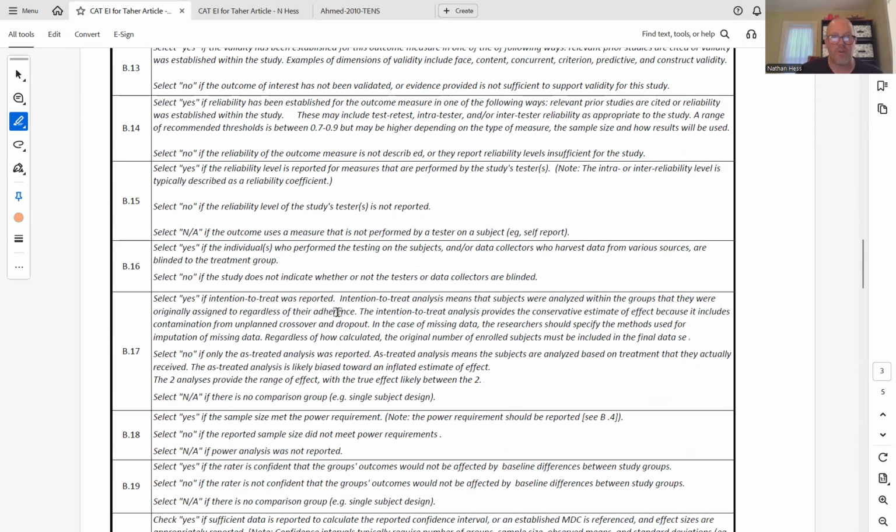If intention to treat was reported, intention to treat analysis means the subjects were analyzed within the groups they were originally assigned to, regardless of their adherence, whether they kept up with the protocol. The intention to treat analysis provides a conservative estimate of the effects because it includes contamination from unplanned crossover and dropout. In case of missing data, the researchers should specify the method used for imputation of missing data. Regardless, the original number of enrolled subjects must be included in the final data set.